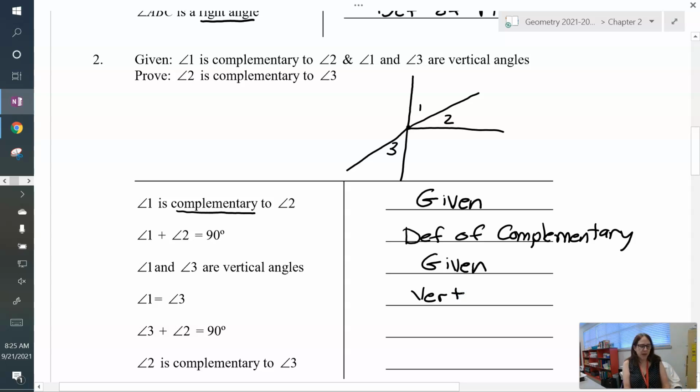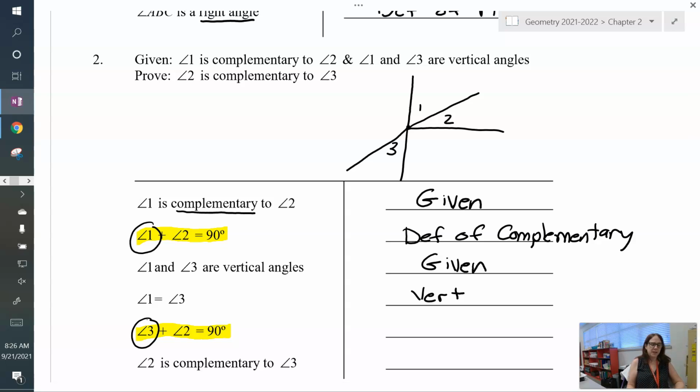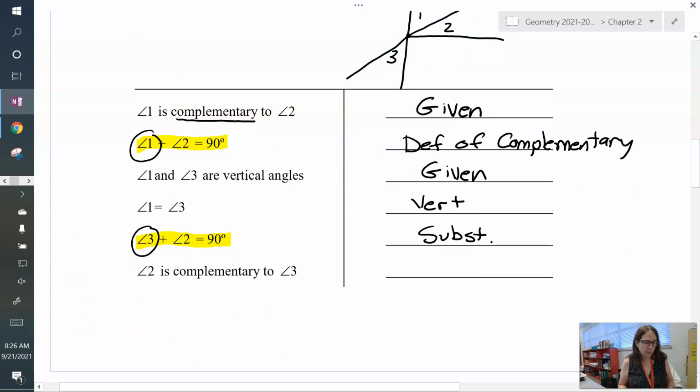And then we have angle 3 plus angle 2 equals 90. So check this out. We started with angle 1 plus angle 2 equals 90. Now we've got angle 3 plus angle 2 equals 90. What changed? Angle 1 became angle 3. And I know they're equal to each other from my previous step, so all we did is we plugged in angle 3 for angle 1. So this is substitution. And then now we're going from this equation, angle 3 plus angle 2 equals 90, to angle 2 is complementary to angle 3. And that again is definition of complementary.